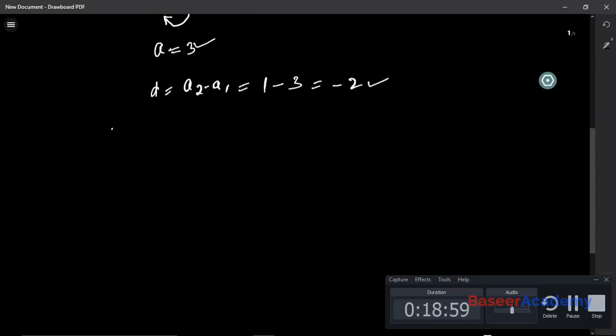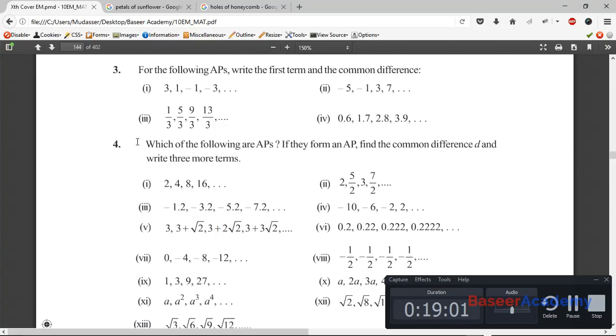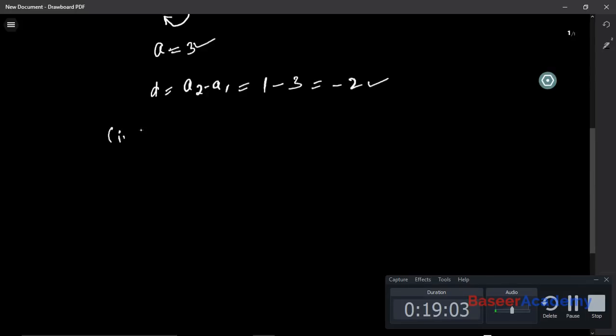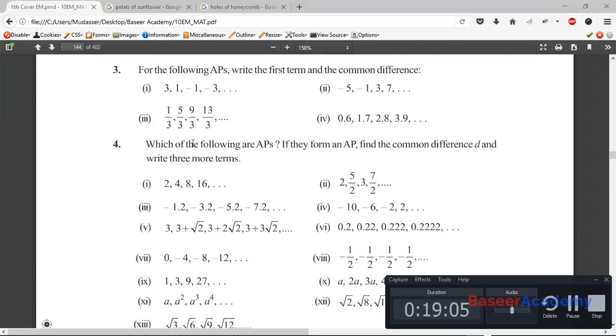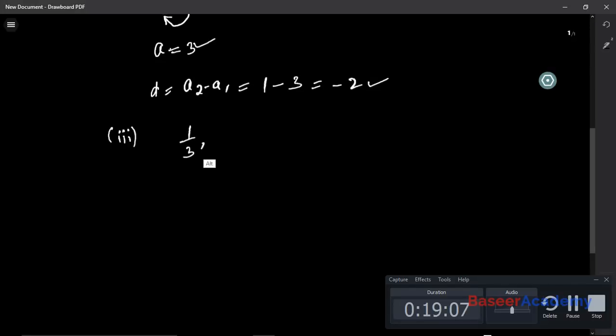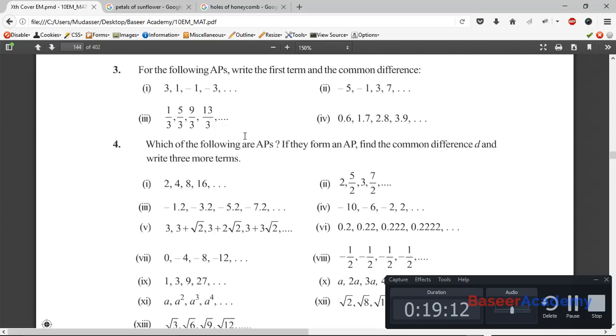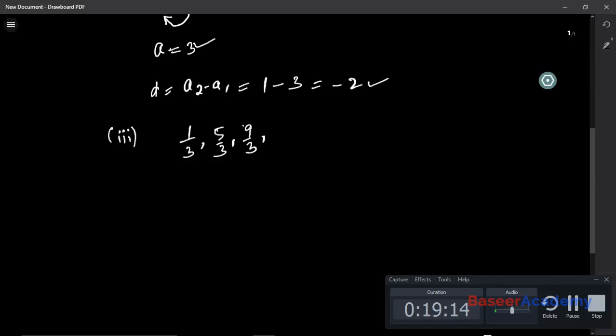Let me also do one more bit here. Let me try the third bit here. The list is given as 1 by 3, 5 by 3, 9 by 3, 13 by 3, so on. First term is 1 by 3, right? This is the first term. First term is 1 by 3.